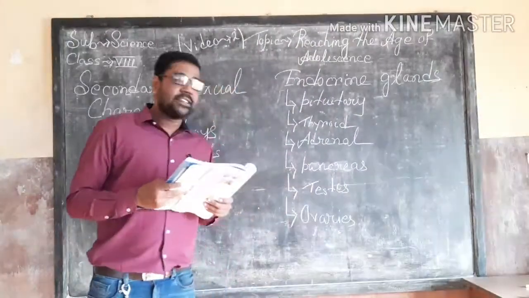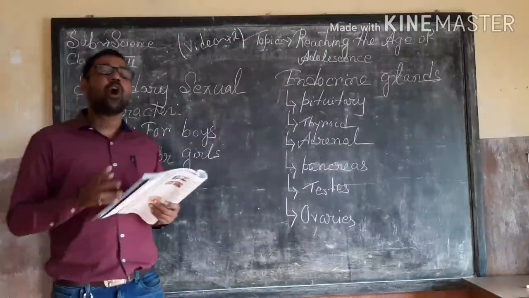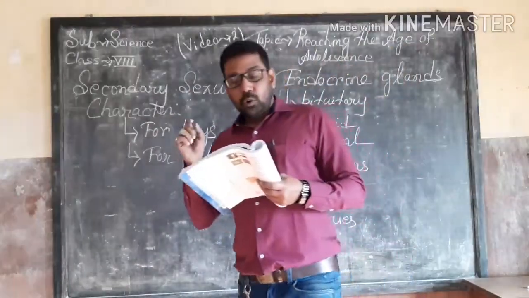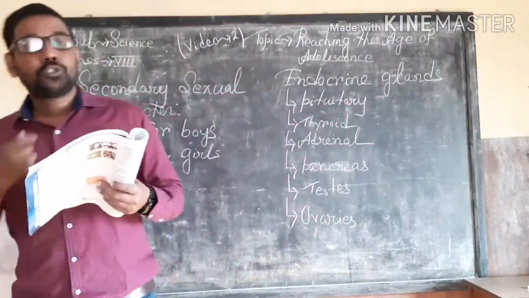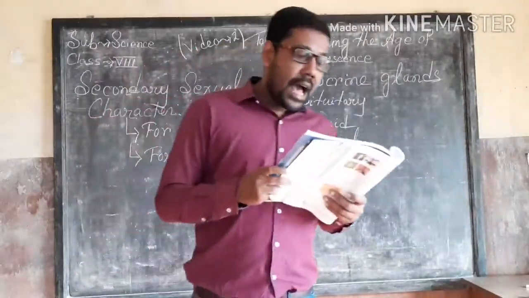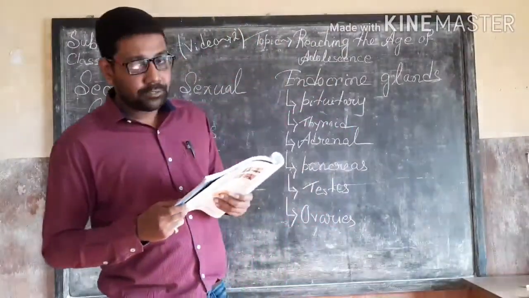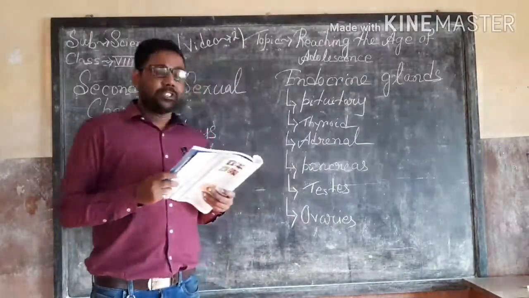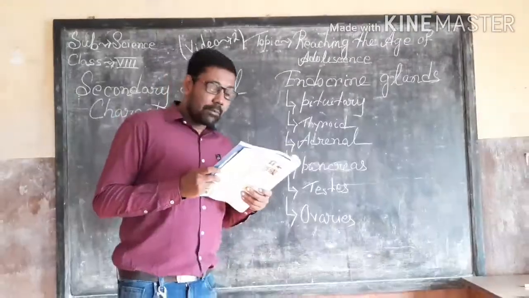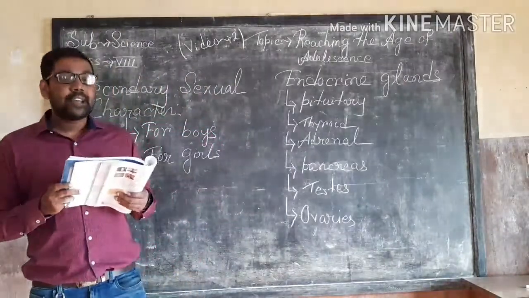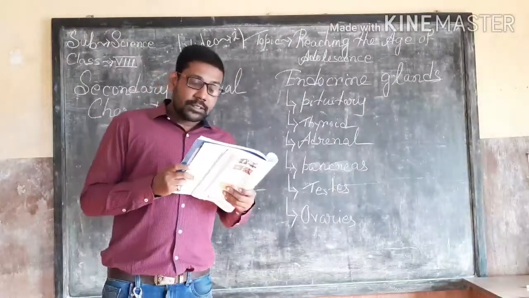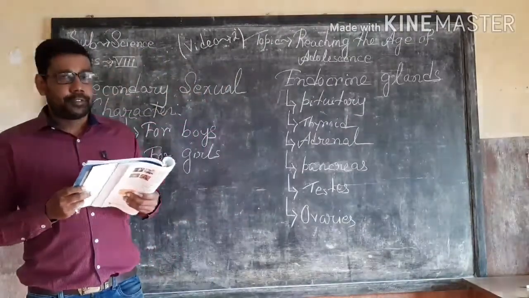Second one is thyroid. The name of this endocrine gland is thyroid, and the location is at the base of the throat in the neck. The hormone is thyroxine. Function: it stimulates the metabolism and the growth rate. Lack of thyroxine causes goiter.